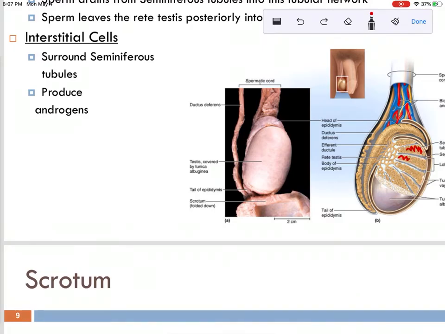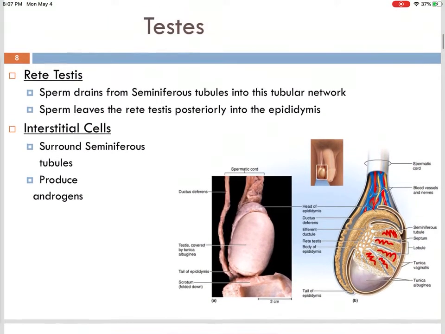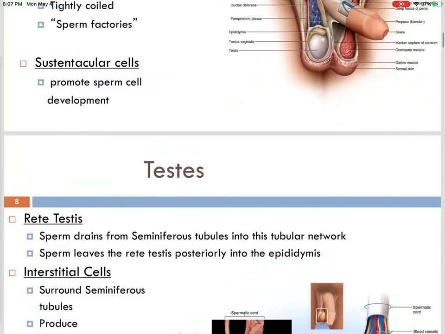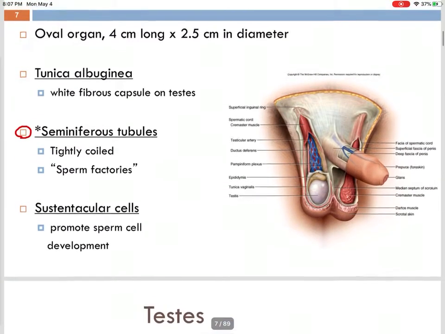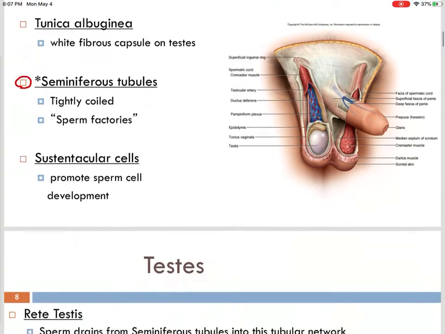If we look at the inside of the testes, I did not mean to zoom in on the inside of the testes, it just happened. We can see we have these coils, and all of these coils are collectively called the seminiferous tubules. Of course, because they are coiled, it allows us to have more surface area. And it is the job of these seminiferous tubules to produce sperm.